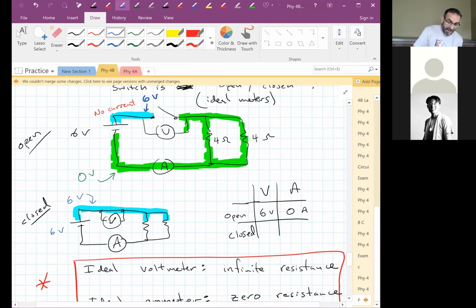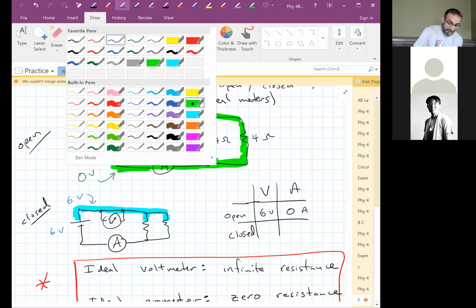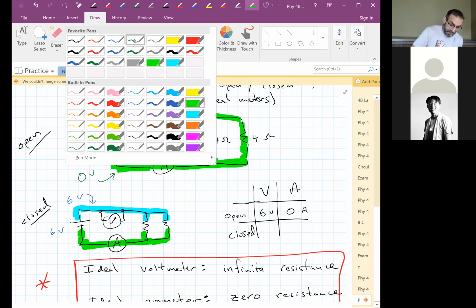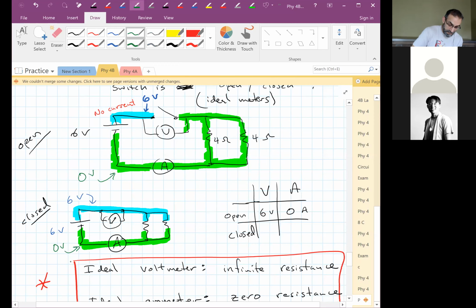And the bottom we're calling 0. There's no potential difference across an ammeter. So we have 6 volts across each one of those resistors, which means we're going to get a current through each one of 1.5, right? So we add those together, we get 3 amps flowing through this circuit.